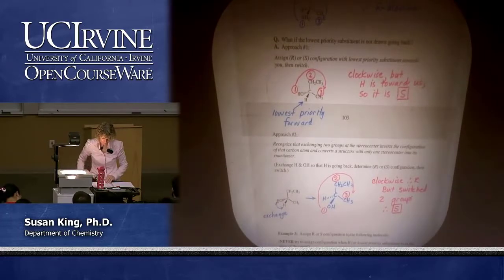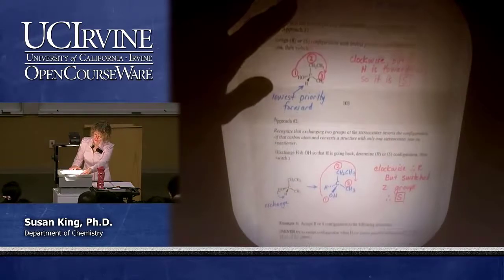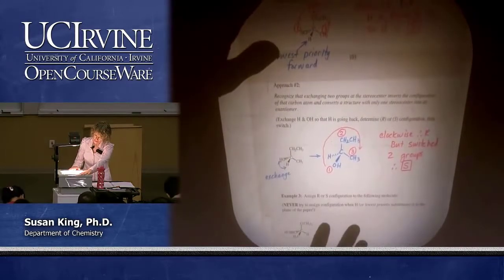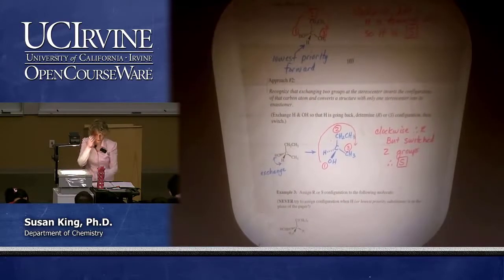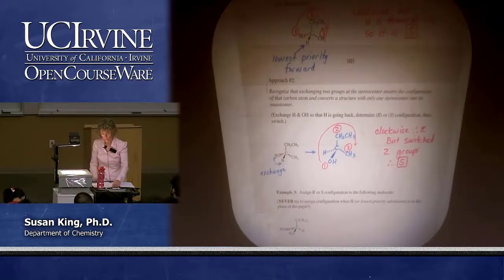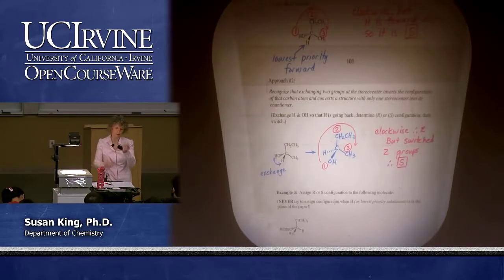Super easy to make a mistake. And that's what I say in the next one, example 3: assign RS configuration to the following molecule. Never try to assign configuration when a hydrogen or lowest priority substituent is in the plane of the paper, unless you are one of these super spatial people that can. Some people can just rotate these, maybe about 5% of the class can do that. They can say, oh, I just walk around this side of the molecule, I can view it from here, I can rotate it. If you're like that, then you don't need to go through this extra effort.